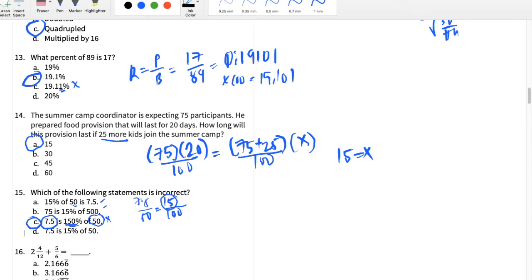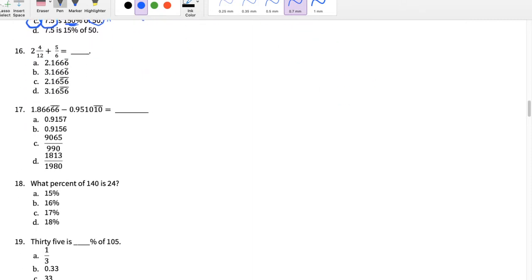Okay, number 16. 2 and 4 over 12 plus 5 over 6 is equal to, as you can see, the choices are in decimal form. So, that means we need to convert our answer into decimal. So, 2 and 4 over 12 plus 5 over 6. What's our LCD here? Our LCD here is 12, okay? 12 times 2, that's 24. 24 plus 4, that's 28. Plus 12 divided by 6, that's 2 times 5, 10.